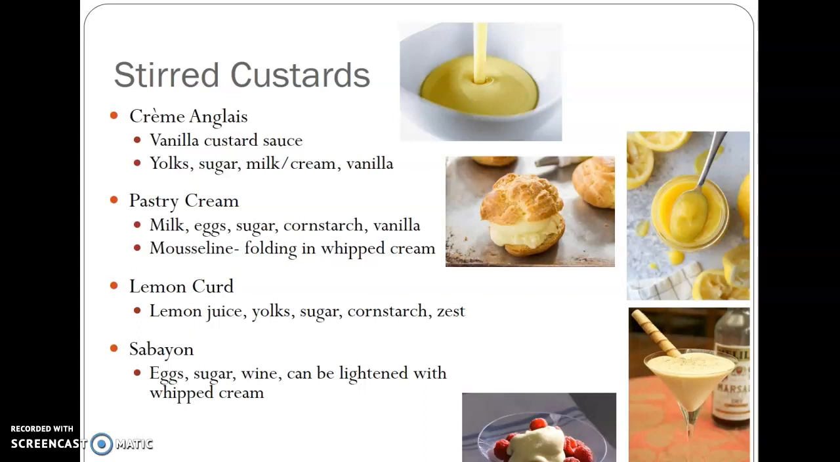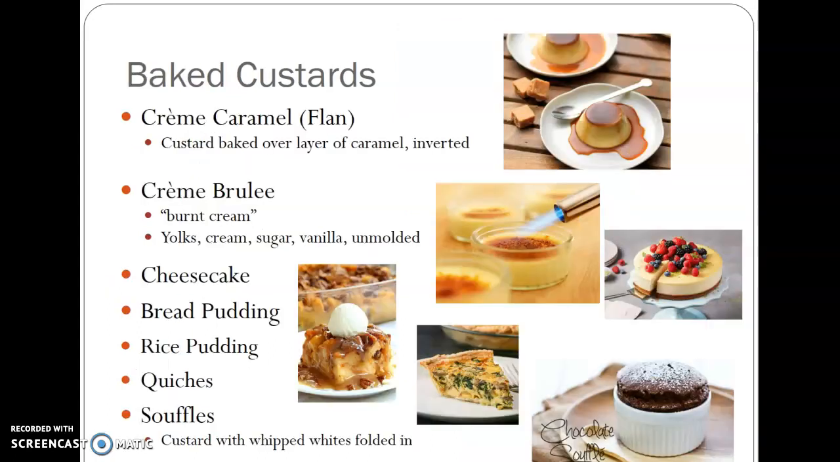Again, stirred custards are going to be stirred as they're cooked over the stovetop. So then into the other category of custards, which will be baked. We have a creme caramel, or a flan, as they are commonly referred to, although they do differ. The creme caramel is where a caramel is made at the bottom of your ramekin or whatever dish you are baking it in.